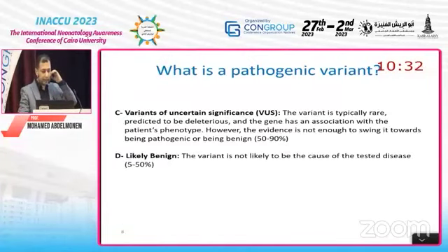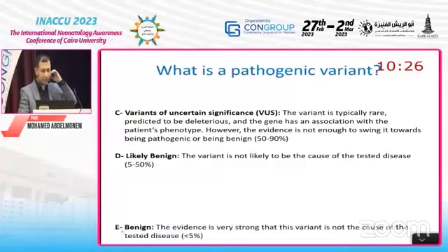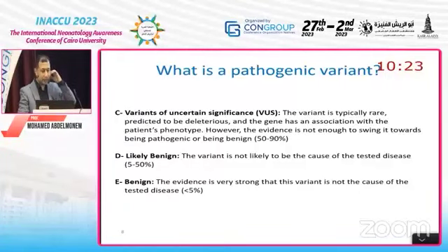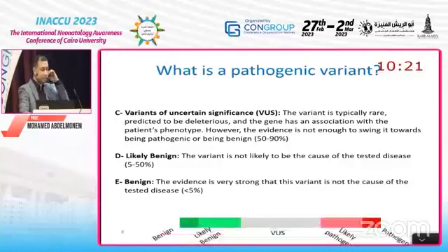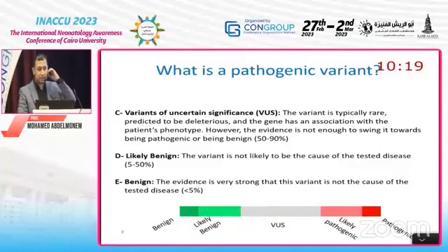Likely benign, it's not likely to be the cause for the disease, and the chance of being pathogenic is less than 50%. Benign, the chance is less than 5%. As I just said, the criteria for judging the pathogenicity of variants are outlined by the American College of Medical Genetics, and almost all of us follow these rules.